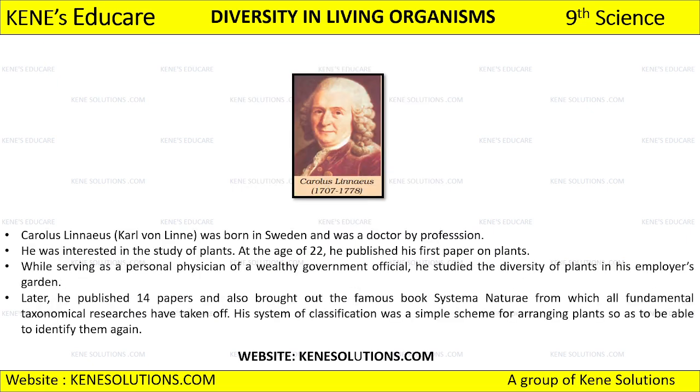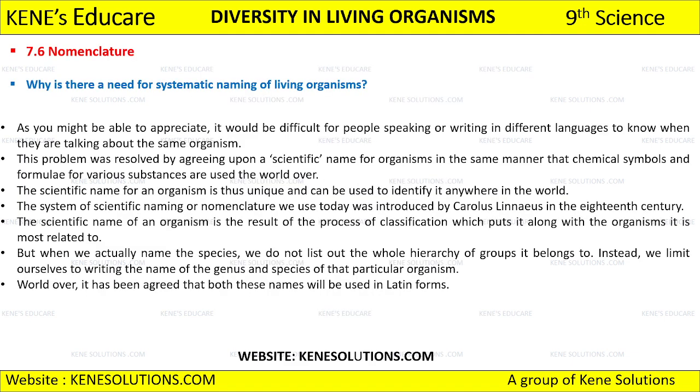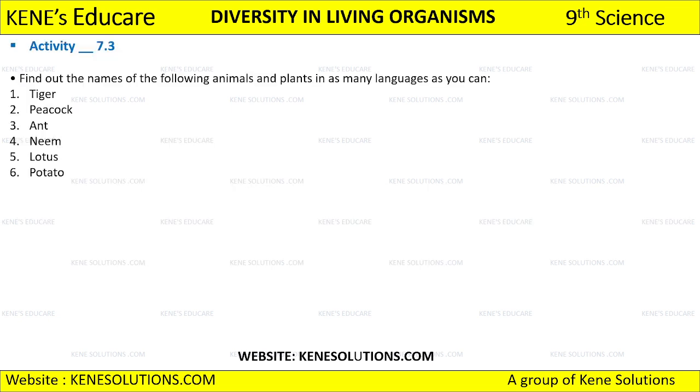After that we'll discuss Carolus Linnaeus in detail, like who exactly he was and what his contribution was in coming up with the classification of living organisms. Then we will be discussing this chart of classification of animals, which is again very important. We will be discussing them in detail, and after that we have nomenclature to discuss, and this will be the last part of the lesson, about why there is a need for nomenclature. And then we have 2 different activities which we will be discussing, along with the observation, explanation and conclusion for them.